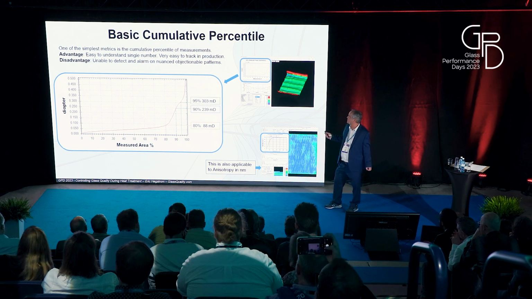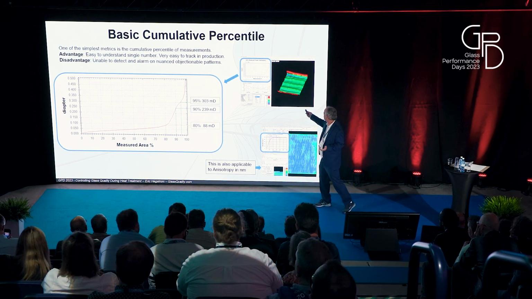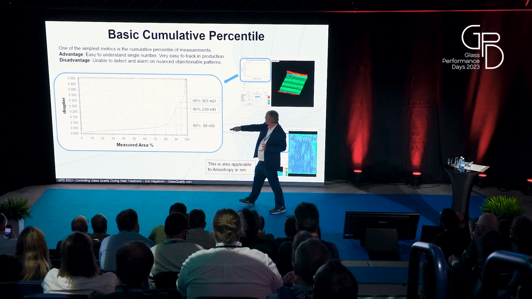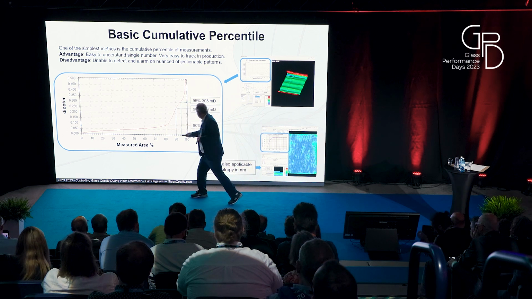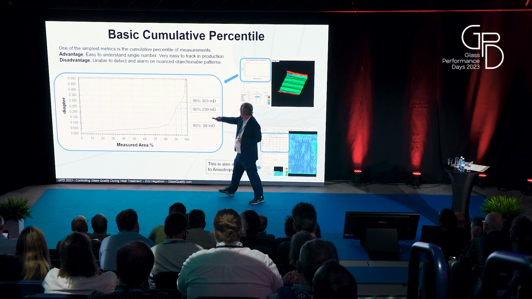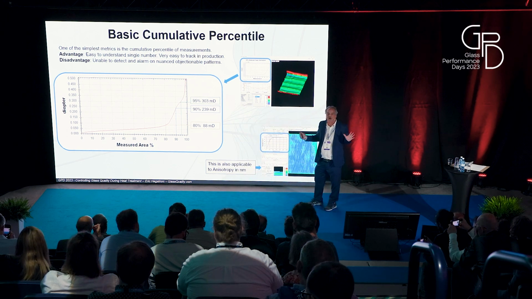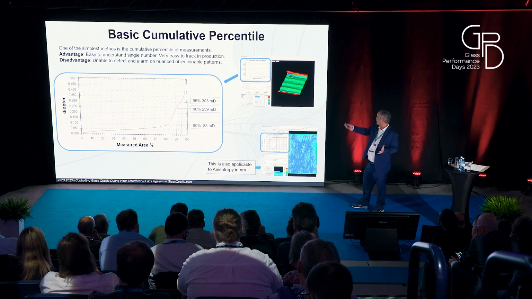The most basic quantitative metric to use is a cumulative percentile. And that's basically saying this is a part here, and this is the cumulative percentile of the distortion. Basically we're saying 80% of the area of the part is under 88 millidiopters, and 95% is under 303 millidiopters. So you can set up a variety of quality thresholds based on those numbers at any level.